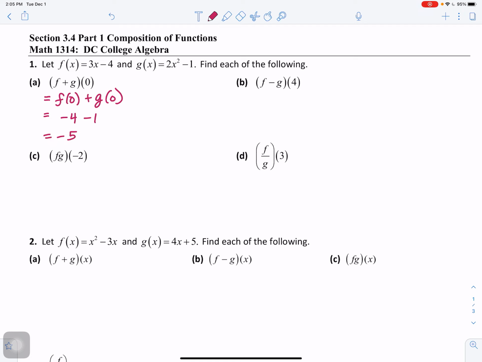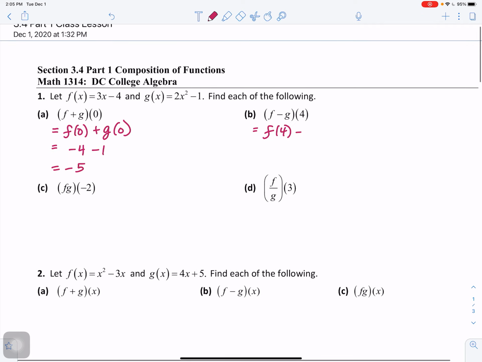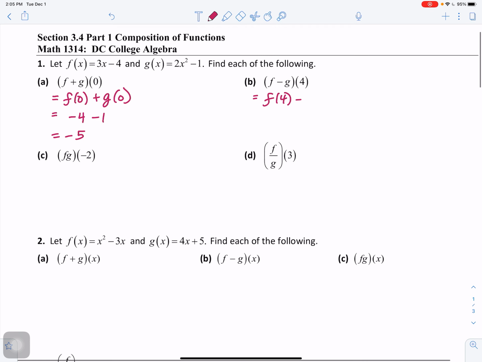Let's go to b. F minus g of 4. That's defined as f of 4 minus g of 4. Now we might have to go to the side and calculate these, but that's okay.